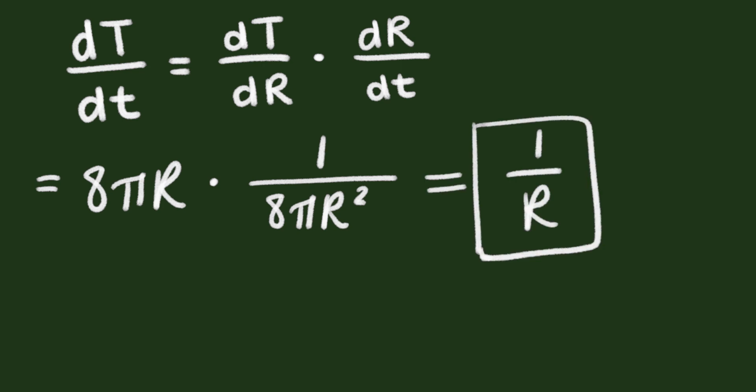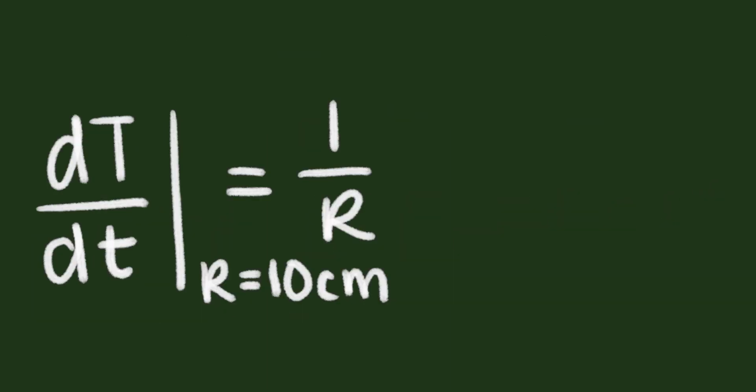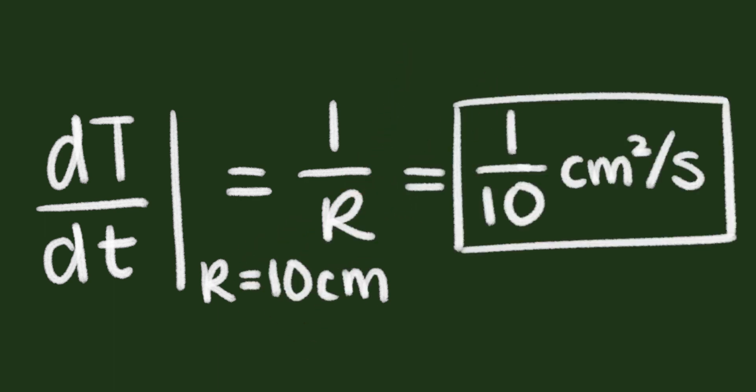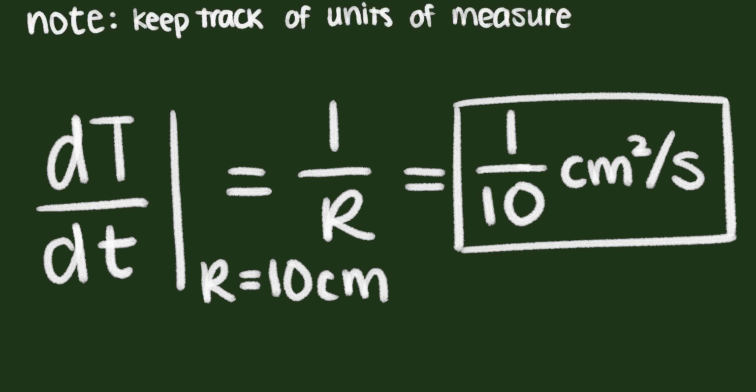Now, as my wise AP Calc teacher would say, it's just basic algebra. The radius is already given, so now just plug 10 in for r and voila! The answer is 1/10 or 0.1 centimeters squared per second. A little side note, always keep track of the units in the problem.